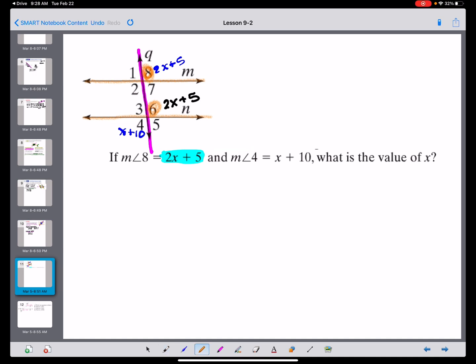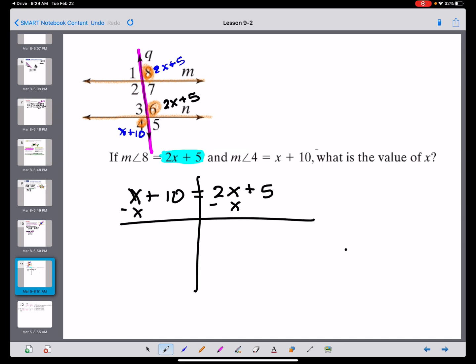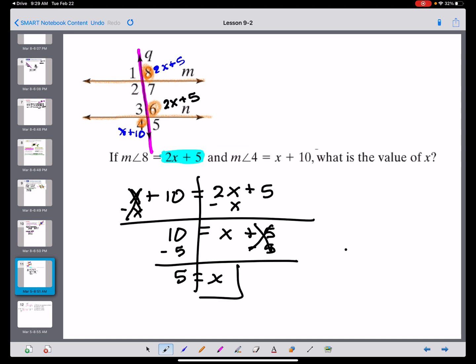I also know that angle 4 and angle 6 are the same measure. How do I know that? Because they are vertical angles. That means that x plus 10 is equal to 2x plus 5. Now I have an algebraic equation that I can solve. I subtract x from both sides. 10 equals x plus 5. I subtract 5 from both sides, and I get 5 equals x. The value of x is 5.